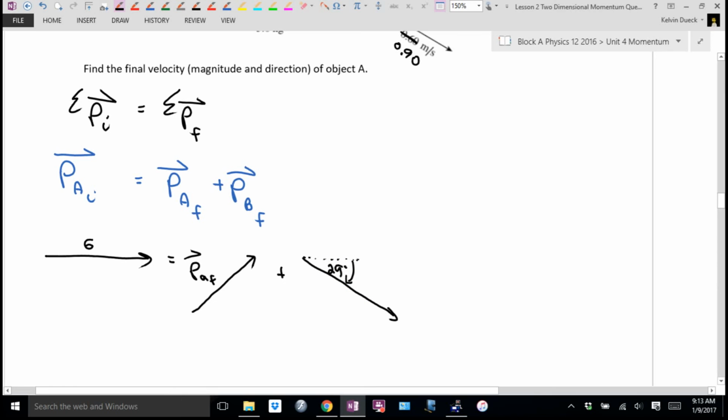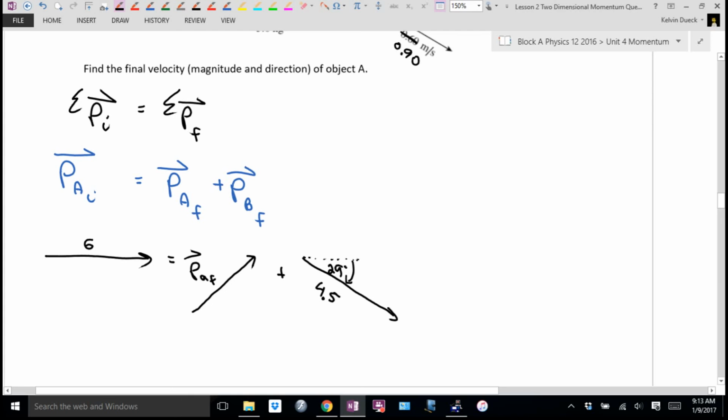What was the mass of puck B? They told me identical, so what was the mass of puck B? 5. What's its velocity? 0.9. So can someone go mass times velocity here? 4.5? You okay with where the 6 and the 4.5 came from?